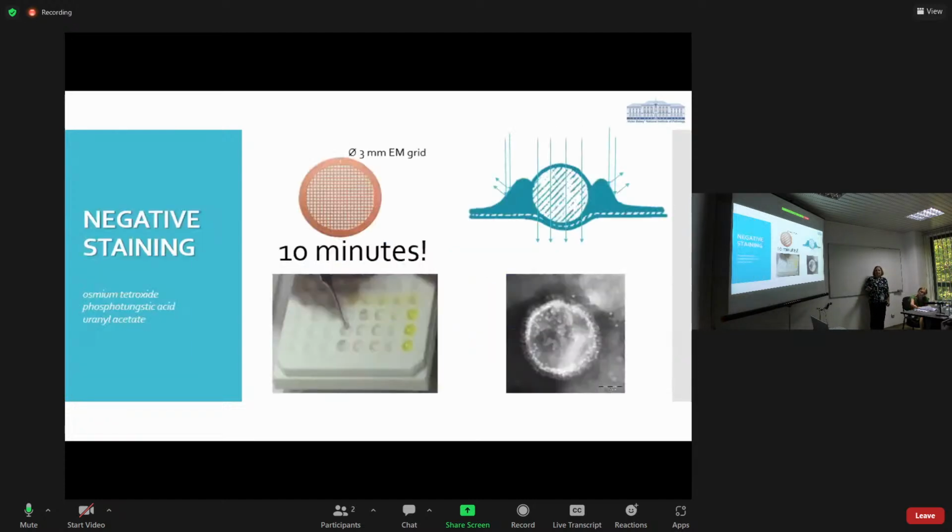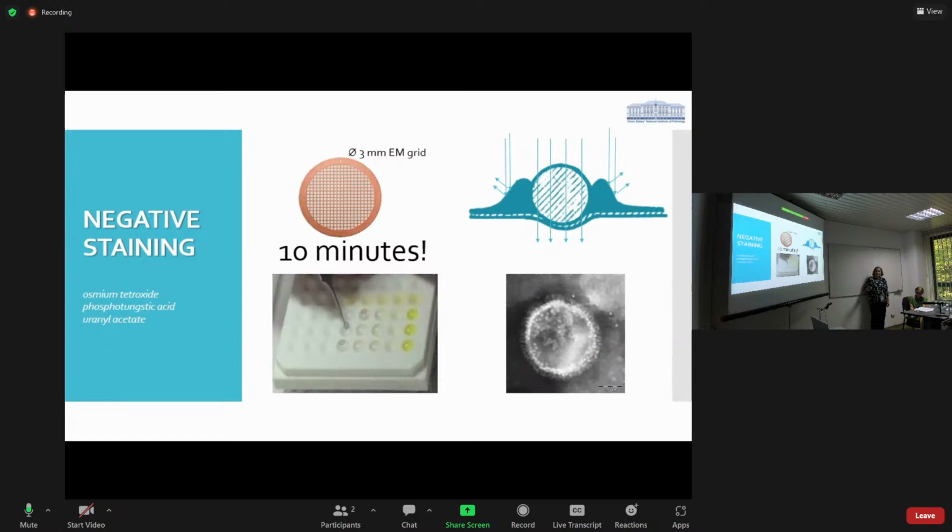Negative staining is a technique which is quite easy and fast. In 10 minutes we can have the grid prepared for the microscope, and 20 minutes to examine the grid will allow you to put the diagnosis.